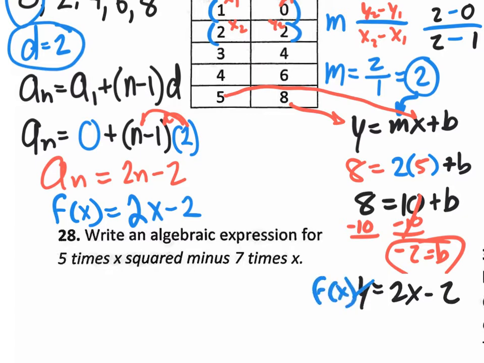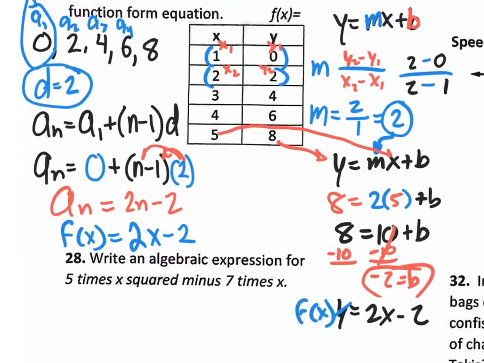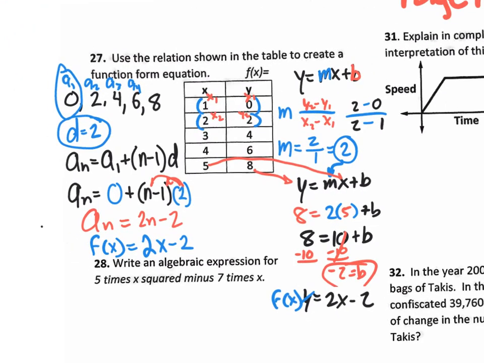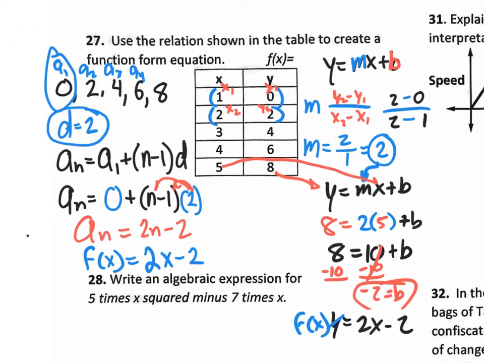Now, it's going to be easier on the final because it's going to be multiple choice. So all of them will be in the form of f of x. But those are two completely different methods on the same problem. You could use the arithmetic sequence general rule, or you could use y equals mx plus b, find the slope, use the point to find the b value, and then you have your equation. Whew, that was a lot for one question.